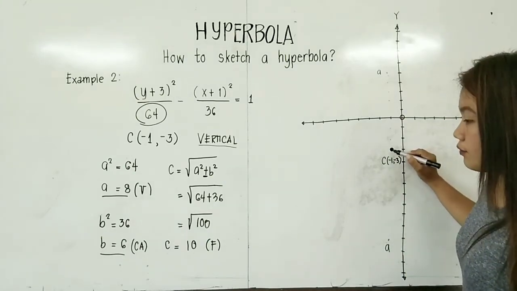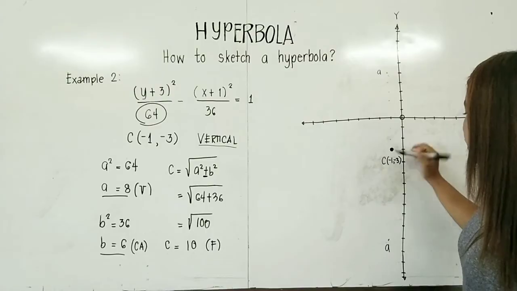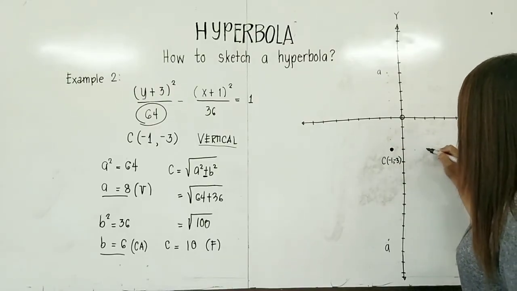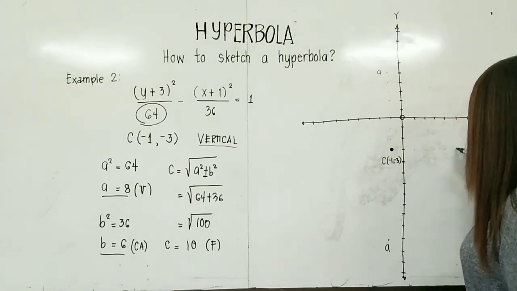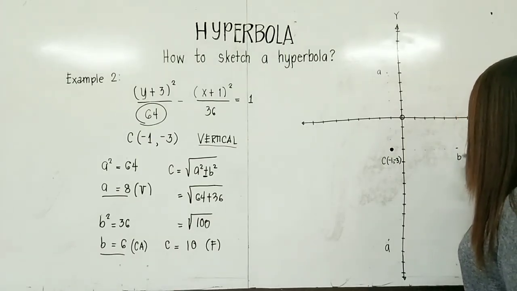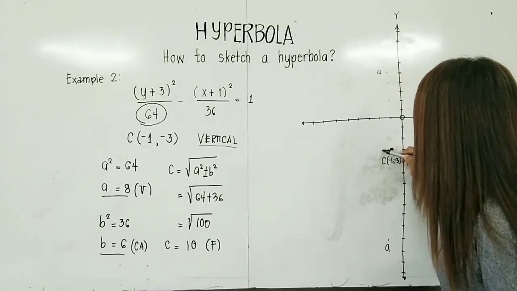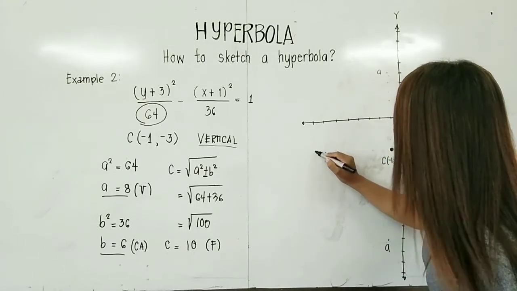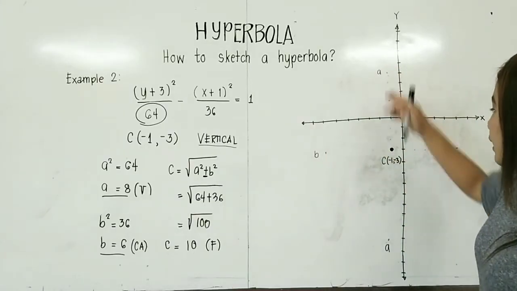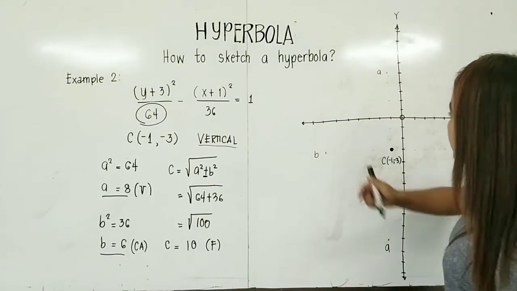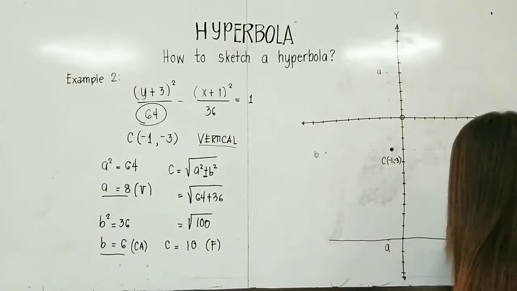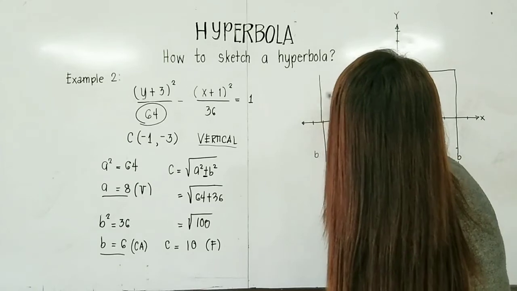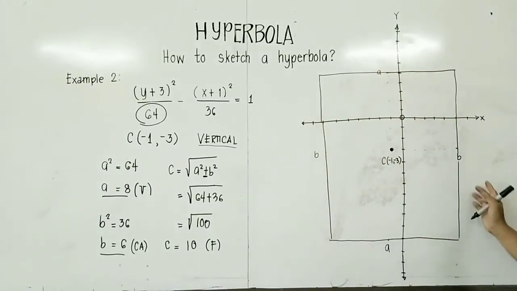And for our b, we have 6. This is for the endpoints of the conjugate axis. So 1, 2, 3, 4, 5, 6. This is our b here. And to the left, 1, 2, 3, 4, 5, 6. And this is another b. So we have our a, b, b. So let's sketch our central box. Okay, so this is our central box.